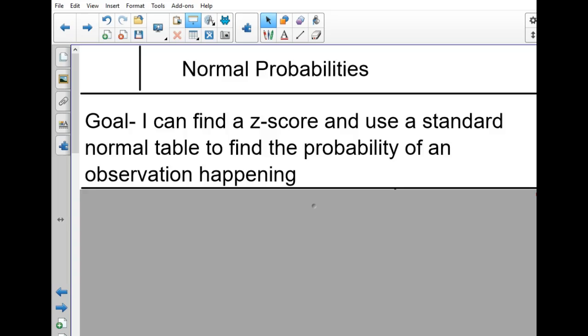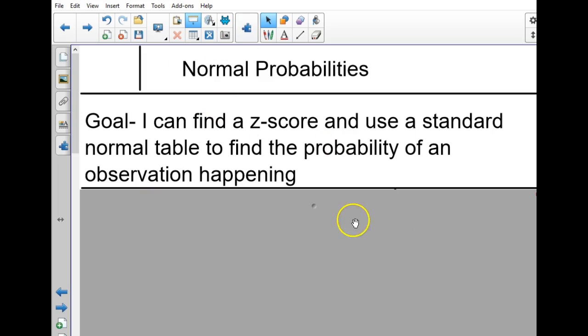Today I can find a z-score and use a standard normal table to find the probability of an observation happening. So yesterday when we dealt with the 68, 95, 99.7 rule, we had z-scores and we were finding the probability or the percent chance of something happening. The z-scores we were dealing with though were just 1, 2, and 3, or -1, -2, and -3. We're going to delve into a little deeper topic today.